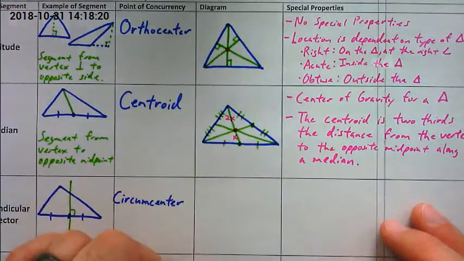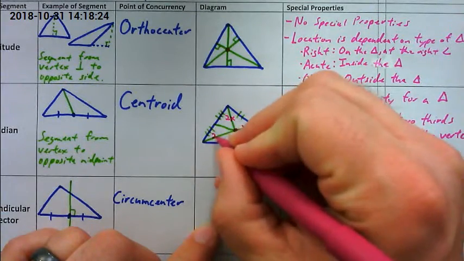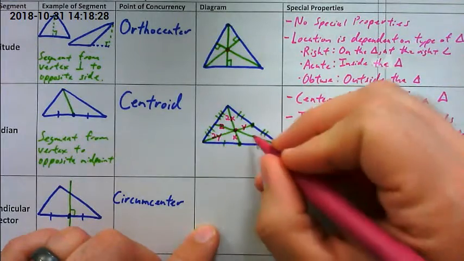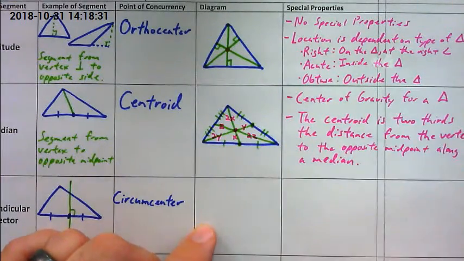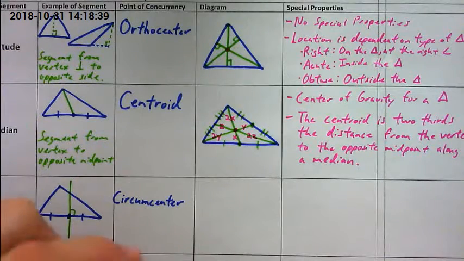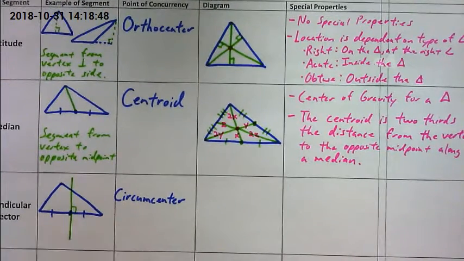And again, I could do that with each one of these. So if I call this one Y, then this would be 2Y. If I call this one Z, then this would be 2Z. In each case, that distance from the vertex to the centroid will be double the distance from the centroid to the midpoint. Because again, it's 2/3 the overall length. All right.